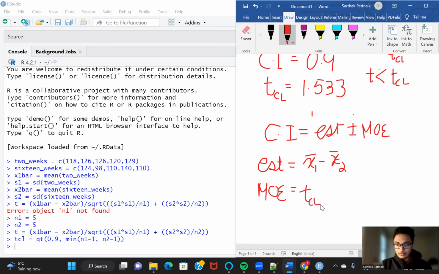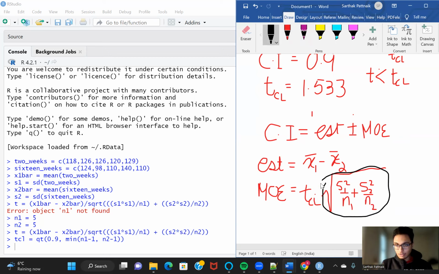t critical into square root of s1 square upon n1 plus s2 square upon n2. This term, s1 square upon n1 plus s2 square upon n2, is also referred to as standard error.